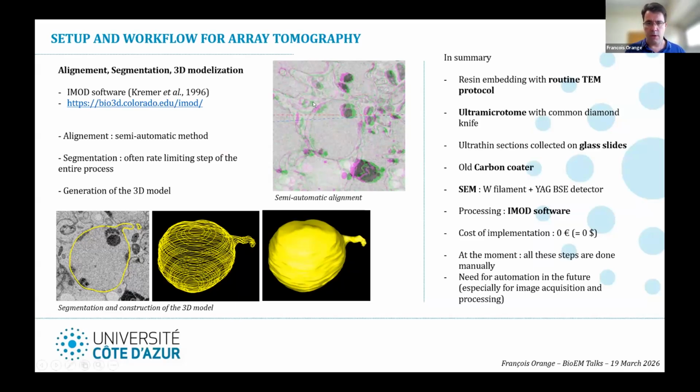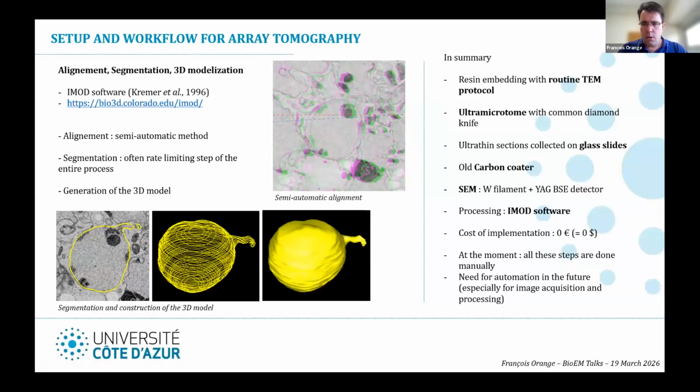Like the picture we see here, you have two successive images. One is displayed in red, the other one in green. You need to overlay them exactly. You can do that automatically, but you can correct it afterwards. And if it appears black, then it's done. Then, still with the same software, comes the segmentation, which can be the rate-limiting step of the entire process. And eventually, you generate the 3D model.